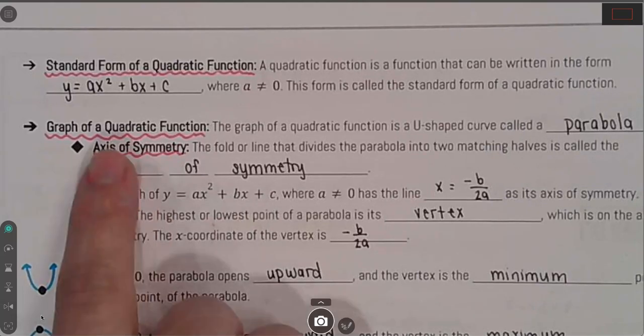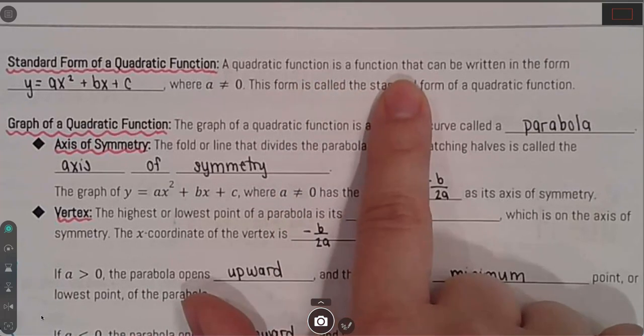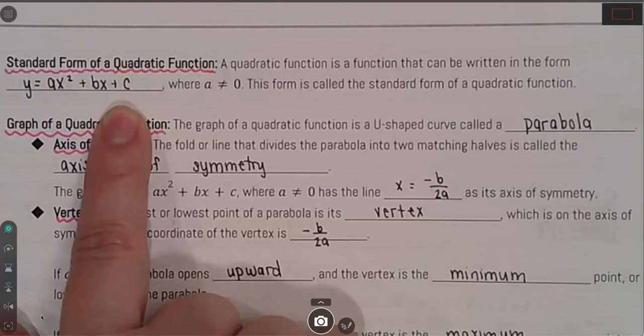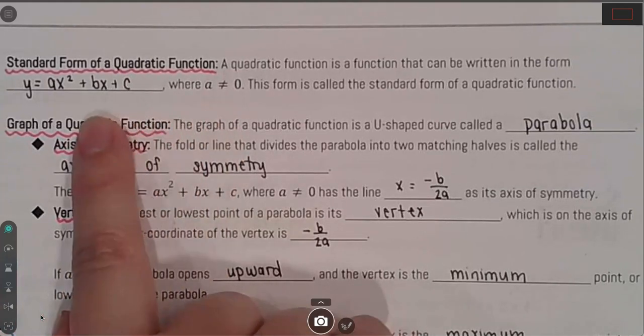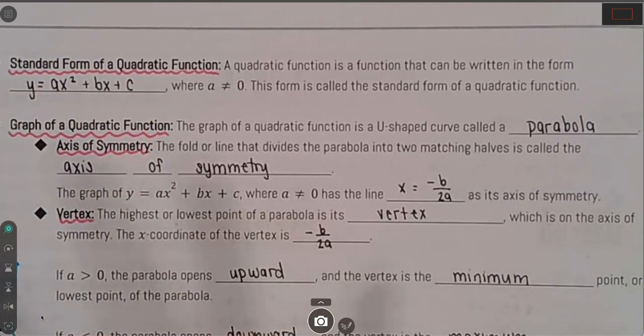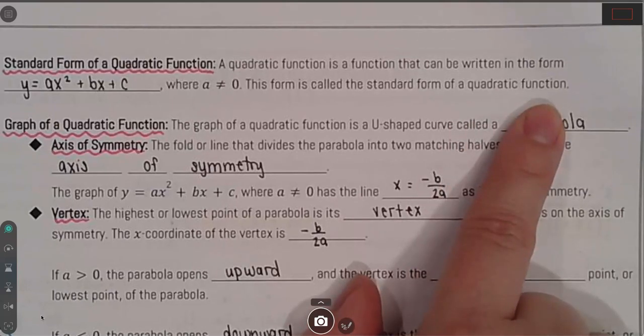All right, some quick definitions. Standard form of a quadratic function. A quadratic function is a function that can be written in the form y equals ax squared plus bx plus c, where a does not equal 0. We've kind of already gone over this. We've gone over a, b, and c. This is just stating it, so it's in your notes. This form is called the standard form of a quadratic function.